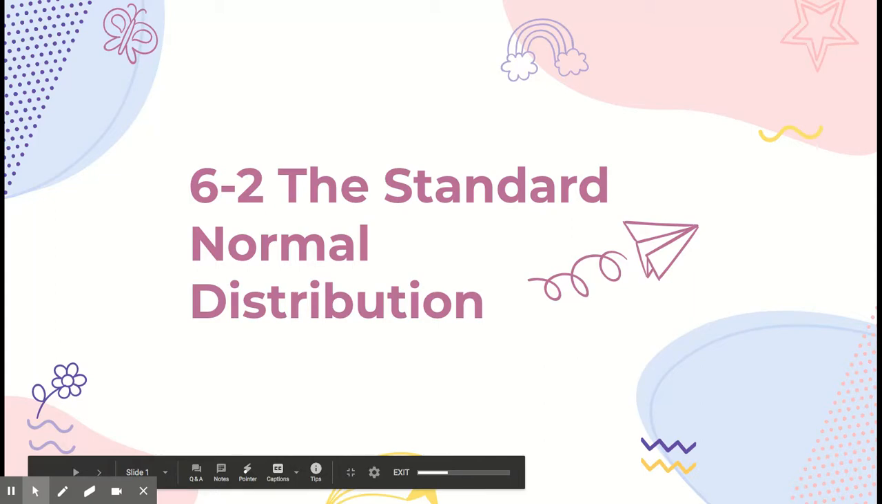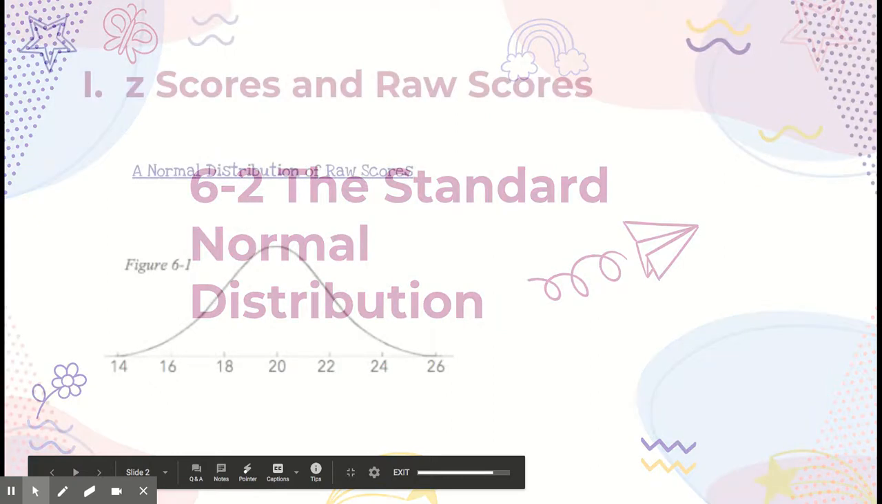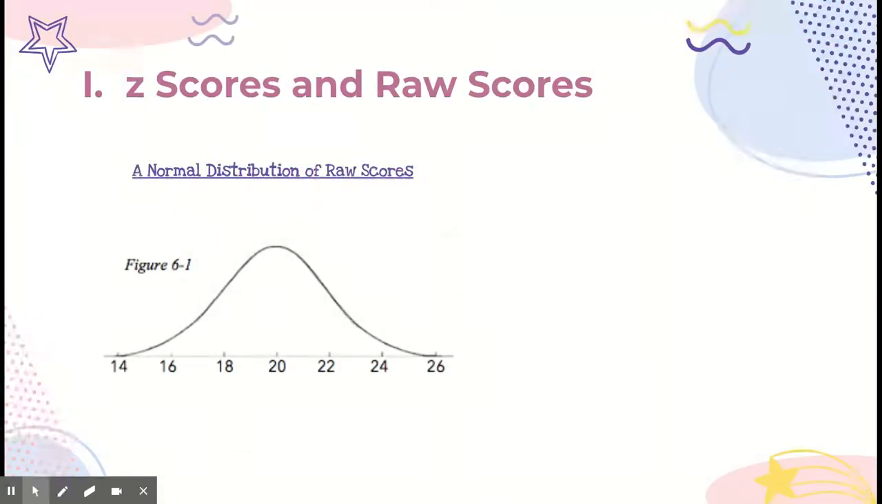Good morning. This is lesson 6.2, the standard normal distribution. This is a normal distribution of raw scores. So if we are looking at this from what we learned in lesson 6.1, mu is that center score, which in this case would be 20. Sigma, which is the standard deviation, is the difference between mu and the score to the right or the left.